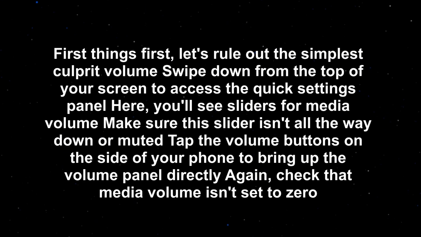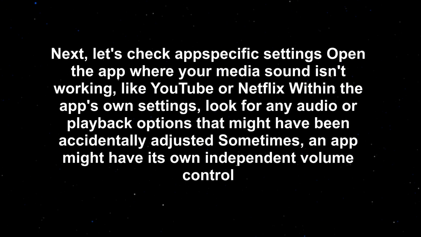Tap the volume buttons on the side of your phone to bring up the volume panel directly again. Check that media volume isn't set to 0. Next, let's check app-specific settings. Open the app where your media sound isn't working, like YouTube or Netflix, within the app's own settings.